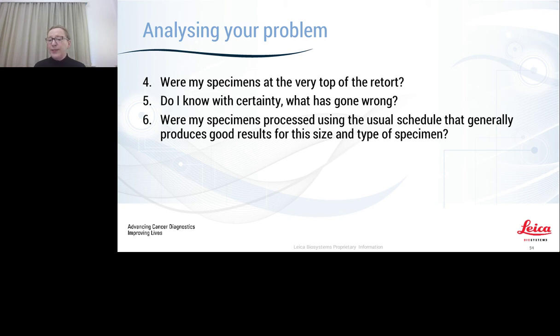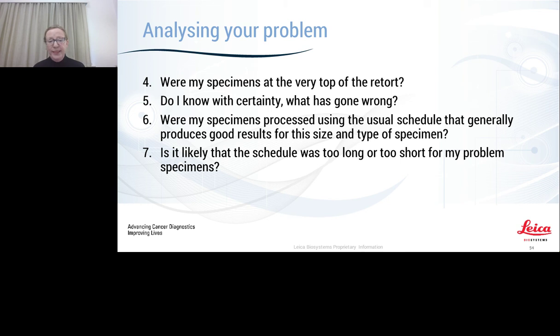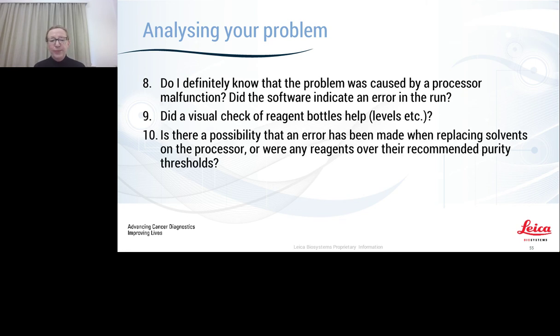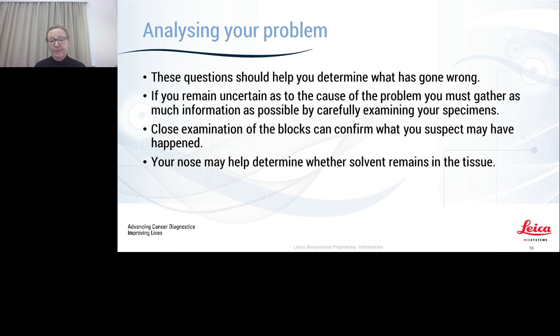Were my specimens processed using the usual schedule that generally produces good results for this type of specimen? Is it likely that the schedule was too long or too short for my problem specimens? Do I definitely know that the problem was caused by a processor malfunction? Did the software indicate any error? Did a visual check of reagent bottles help? The levels? Is there a possibility that an error has been made when replacing solvents on the processor, or were any reagents over their recommended purity thresholds? Was normal fixation applied to my problem specimens?